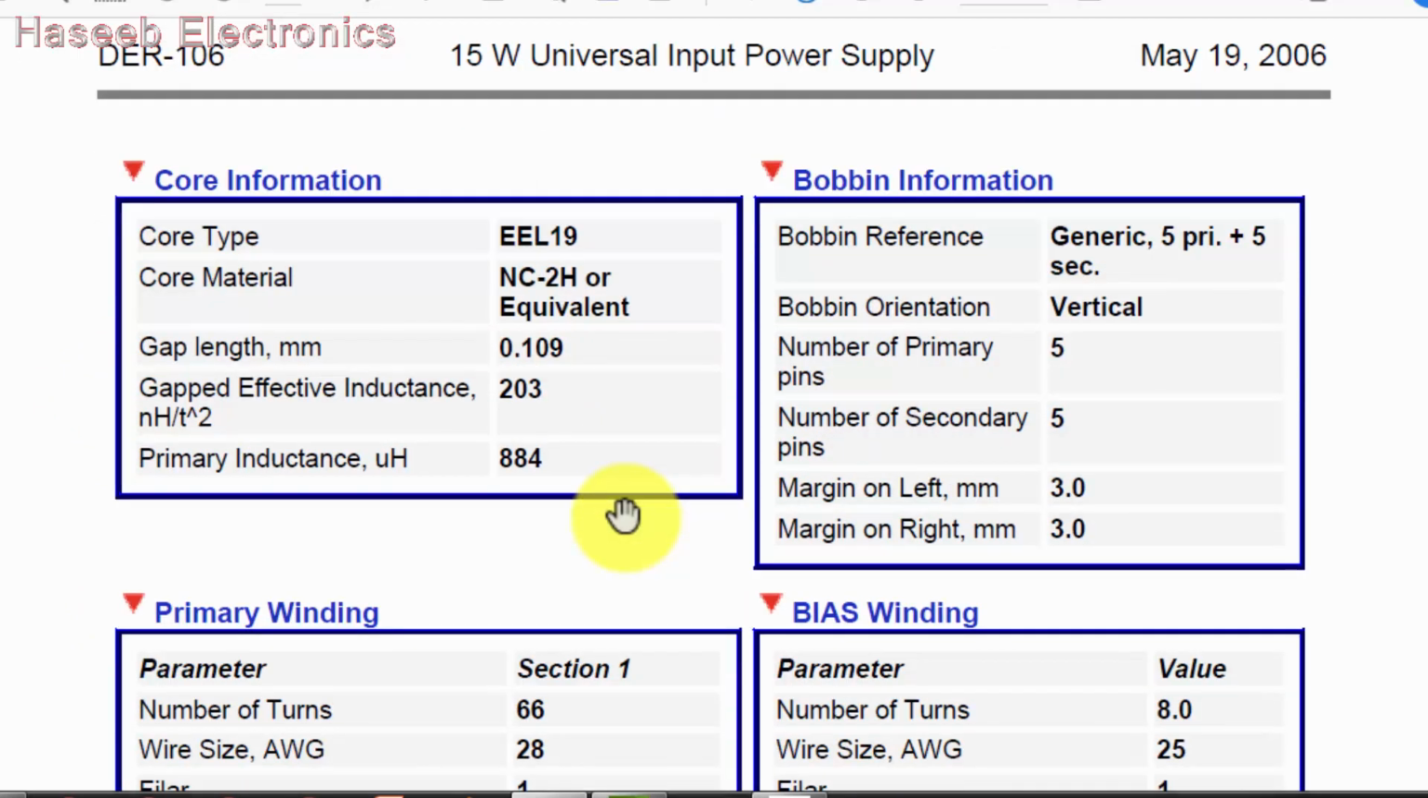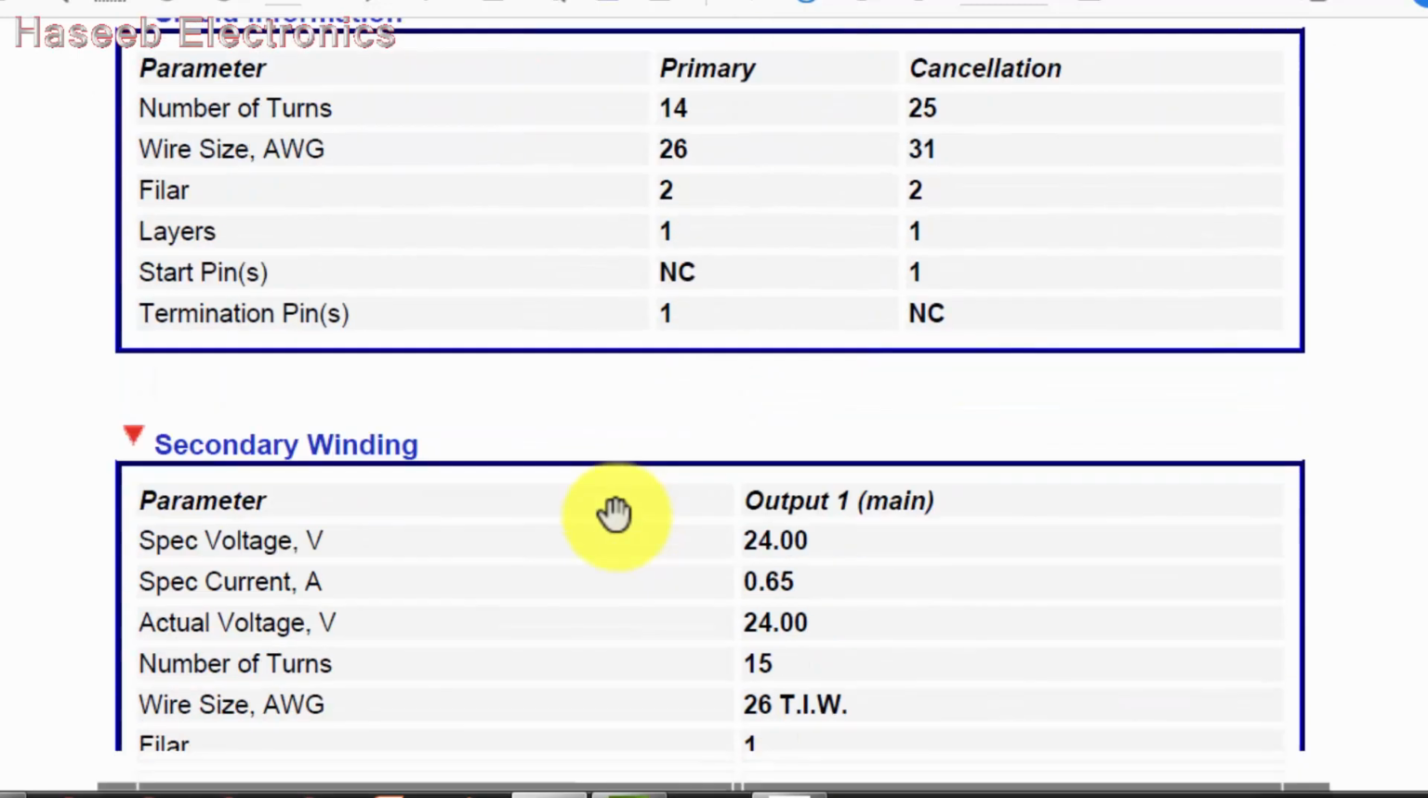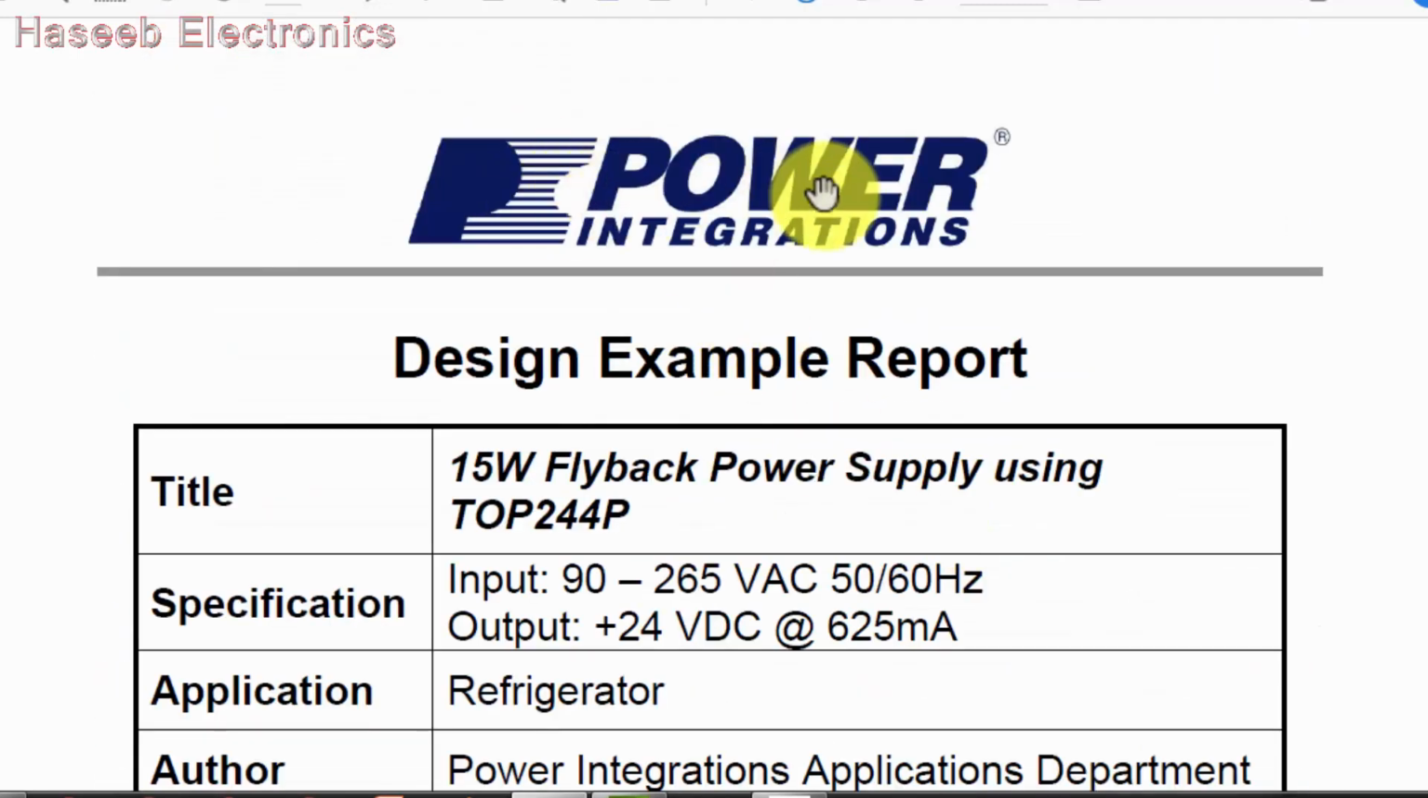I will attach the link of this document in the description box, and you can study all the parameters. This document is from Power Integrations. It is a design example report for a 15 watt flyback power transformer.